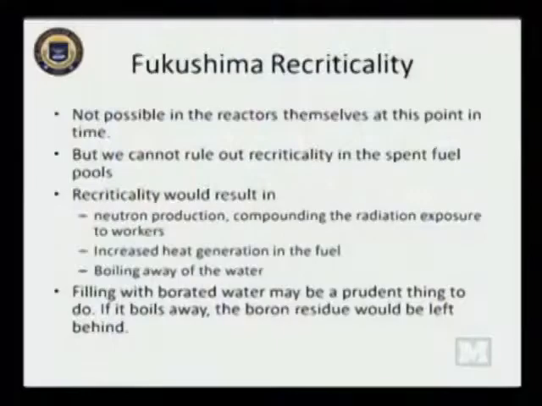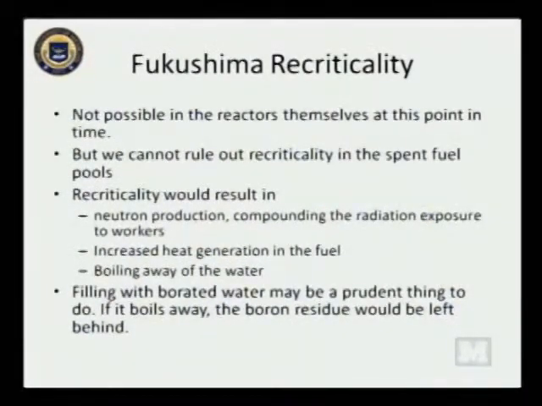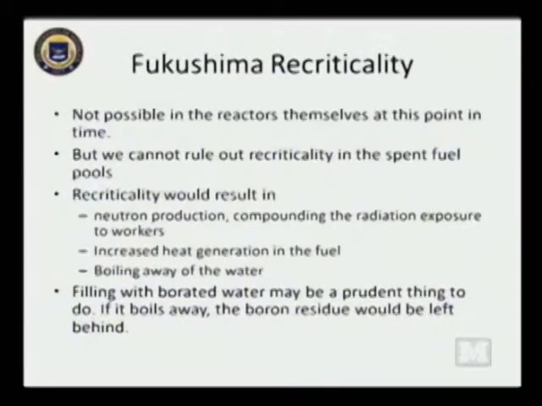The problem is we don't know what's going on. You can't get people close to this place. But if recriticality occurs, things get a lot worse. From what I can tell, you can't rule it out, but I think it's highly unlikely. But if it were to happen, you would get neutron production. That complicates life a lot. Increased heat generation in the fuel. We've been banking on the fact that we only worried about decay heat at 0.1% power. Well, if you go critical, the power level goes up. So now we've got to wait again. And you will boil away the water, which actually will help from the standpoint of criticality, but you may do some damage in the meantime.